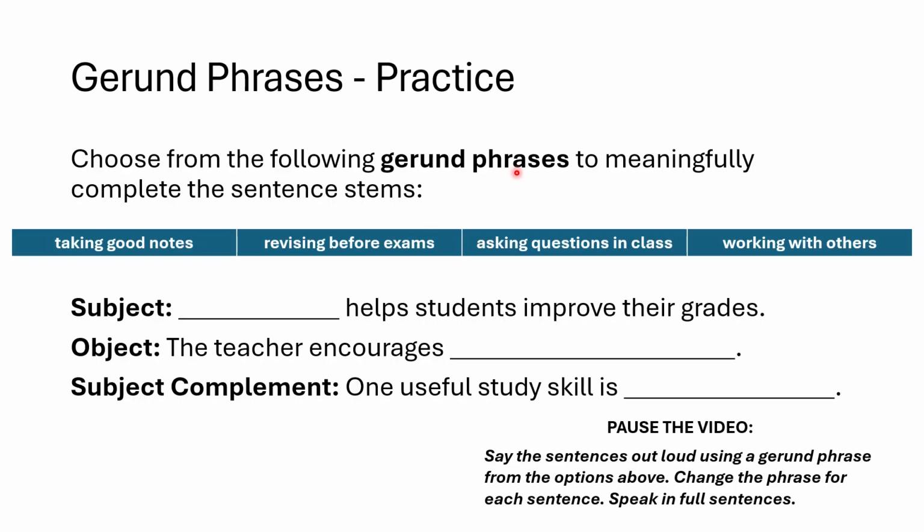Choose from the following gerund phrases to meaningfully complete the sentence stems. Taking good notes, revising before exams, asking questions in class, working with others. As the subject of a sentence, helps students improve their grades. As the object of a sentence, the teacher encourages. As a subject complement, one useful study skill is.